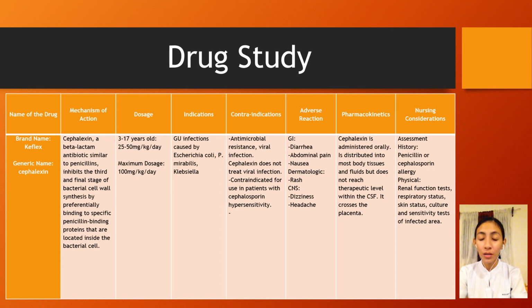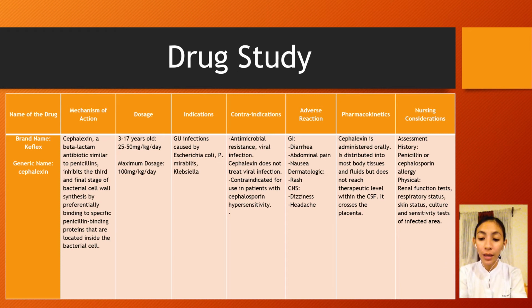So for the indications, genitourinary infections caused by E. coli, P. mirabilis, Klebsiella. So contraindications, antimicrobial resistance, viral infection. Cephalexin does not treat viral infection. Contraindicated for use in patients with cephalosporin hypersensitivity. And the adverse reactions of this drug, for the gastrointestinal, we can have diarrhea, abdominal pain, and nausea. Dermatologic is rash, and the central nervous system is dizziness and headache.